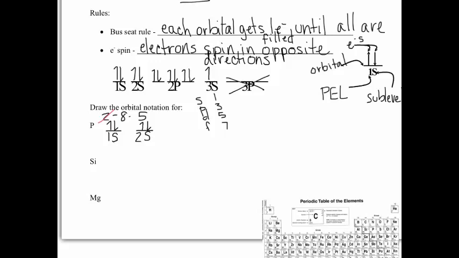I still have 6 more to place, so I'm going to have to move on to P, which has 3 orbitals. So I have 2p, 1, 2, 3, and in each of those we're going to fill in. This is electron 1, electron 2, 3, 4, 5, 6, 7, 8. Now I've placed all 8 in the second principal energy level.